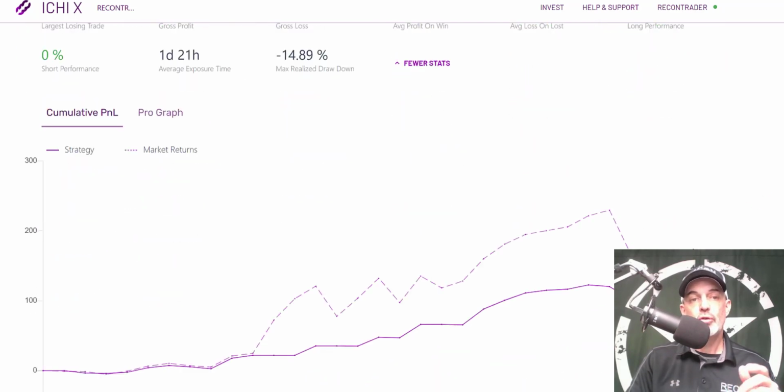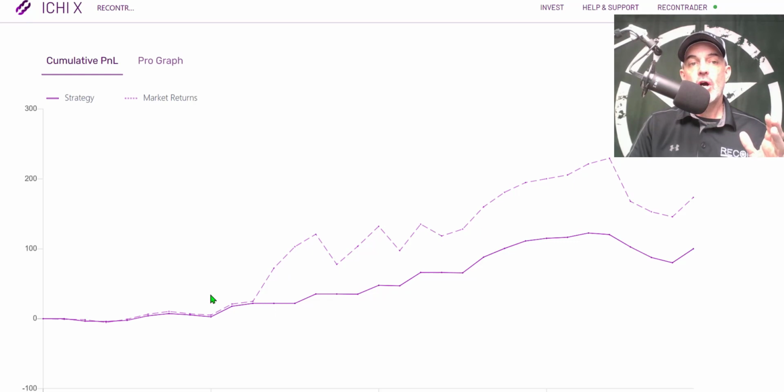Now again, we'll scroll down. You can see this chart, and the solid purple line is my strategy versus the dotted line is the had you bought and held market returns. And again, since December, ETH has had a heck of a run, and my strategy is working to keep up, but it does need some tweaking so I can actually outperform the market. But with a 100% return over 3 months, I can't complain.